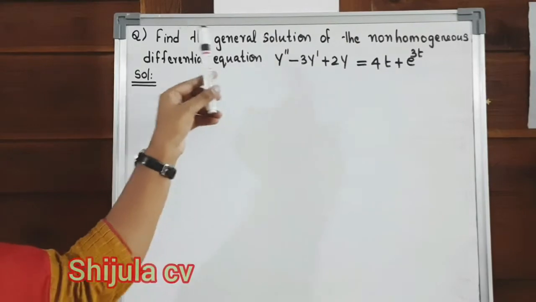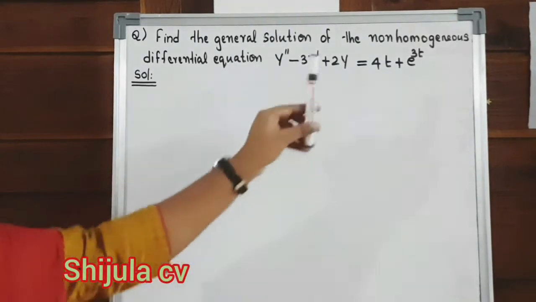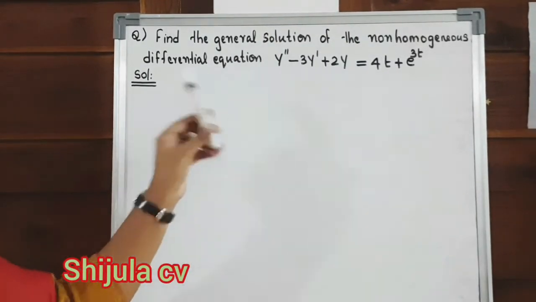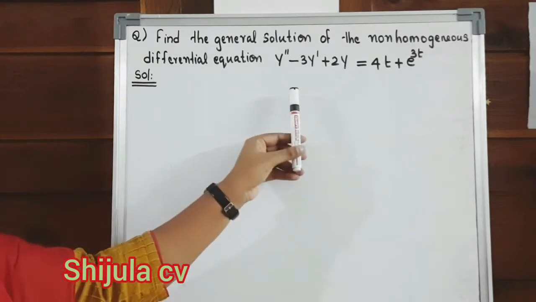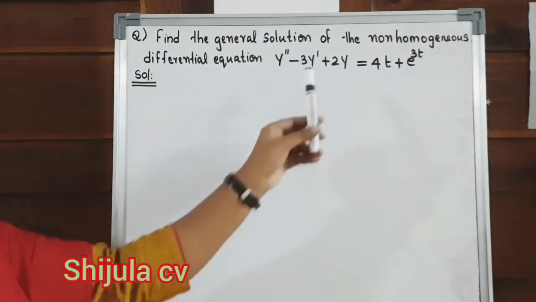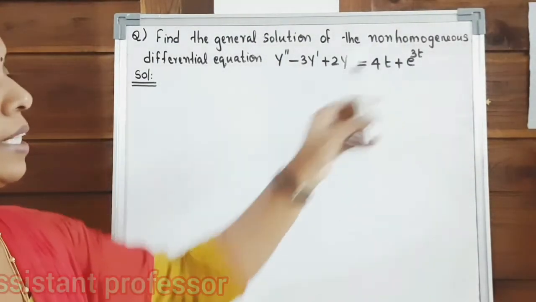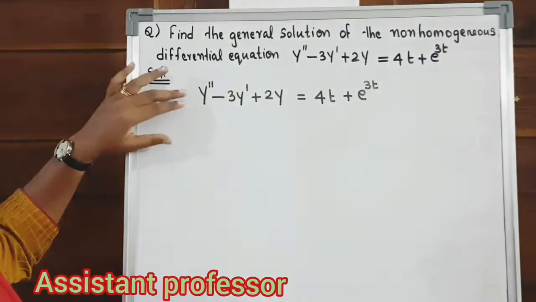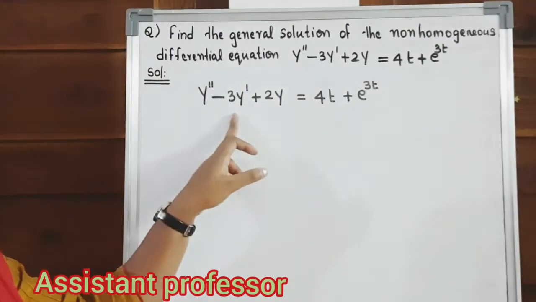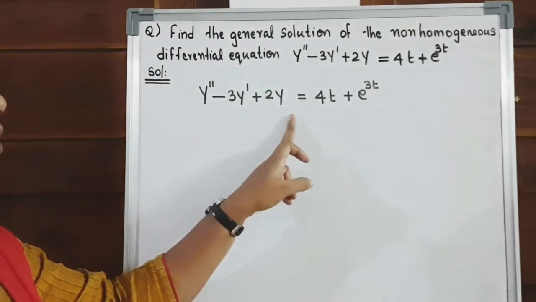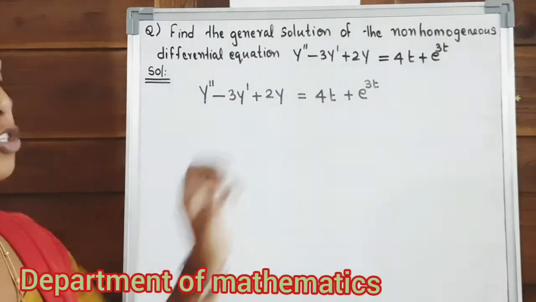Question. Find the general solution of the non-homogeneous differential equation y double dash minus 3y dash plus 2y equal to 4t plus e raised to 3t. Given that y double dash minus 3y dash plus 2y is equal to 4t plus e raised to 3t.